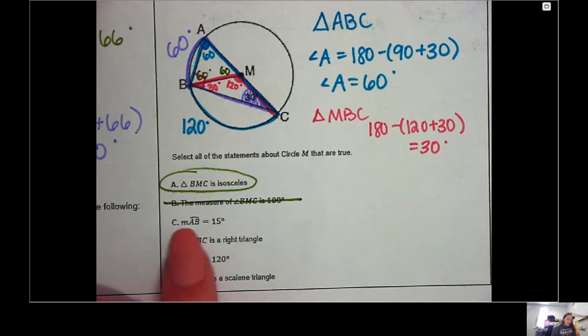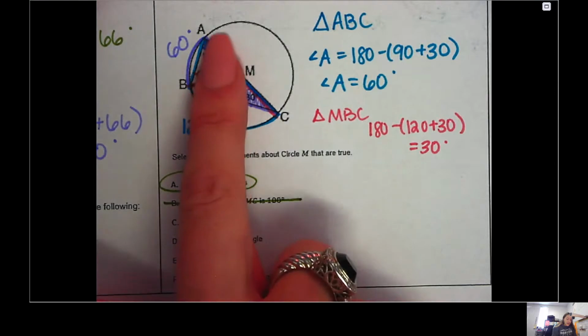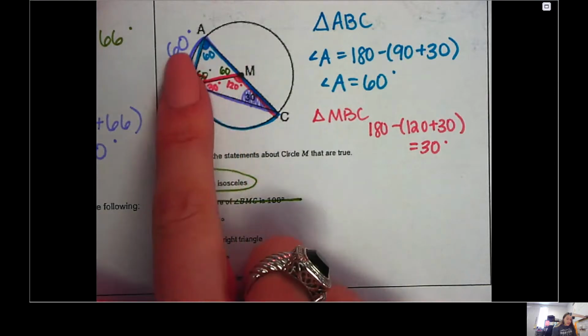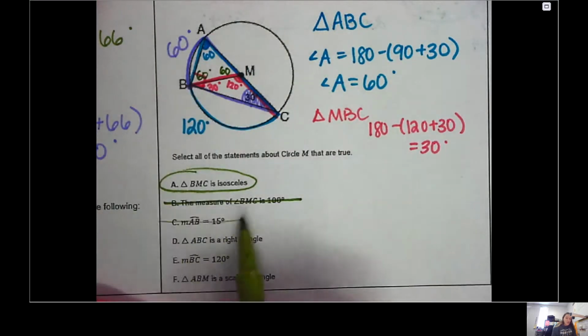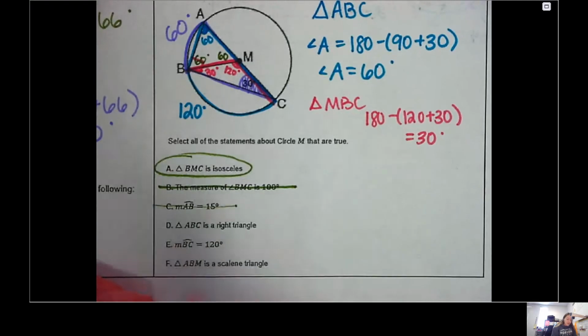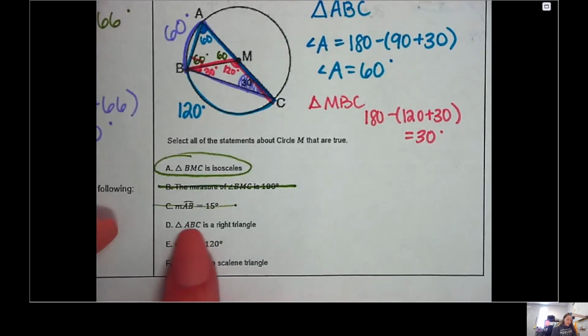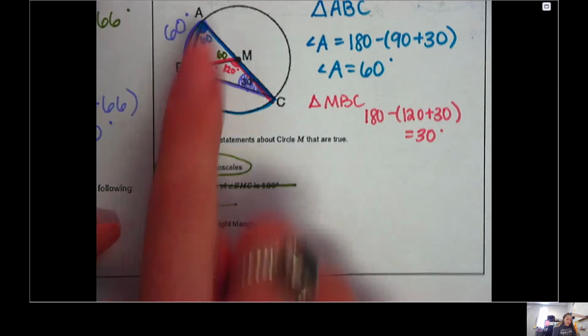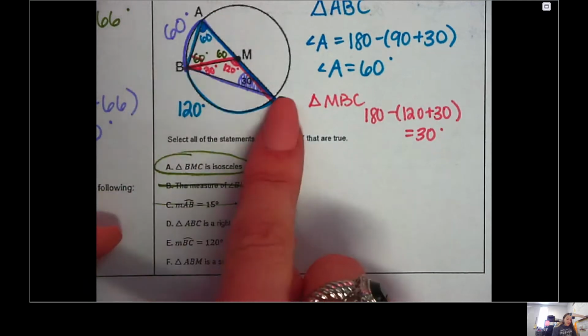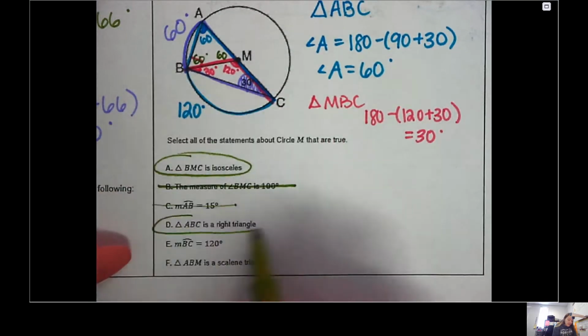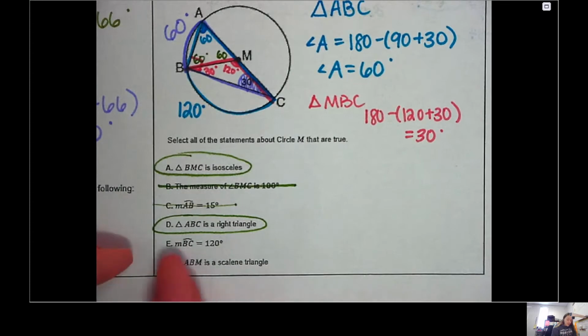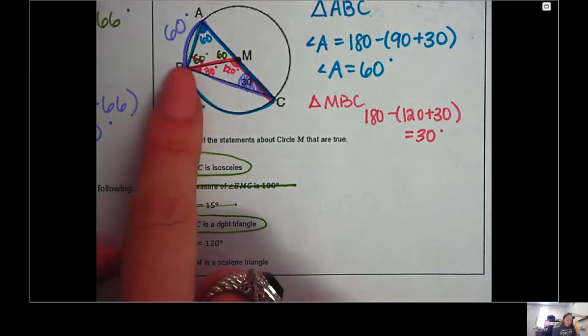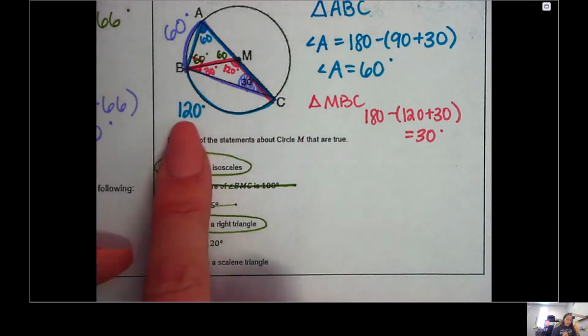Letter C says the measure of arc AB is 15 degrees. So A to B on the outside is 60. So this is also a false statement. Letter D, triangle ABC is a right triangle. ABC. Heck yes, it is. So that's correct. The measure of arc BC is 120 degrees. So from B to C, yep, that's what we got, 120.